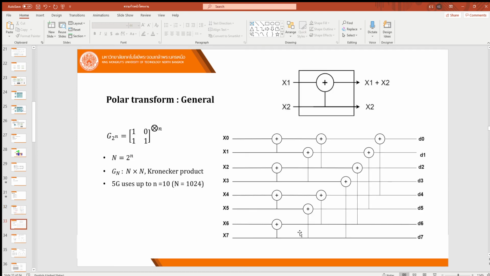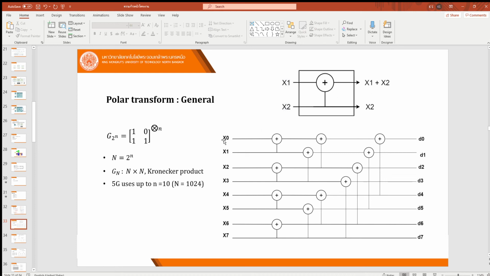This is the polar transform in general. You have the general matrix. Normally the general matrix will be 1, 1, 1, 0. And these are the operations of the general matrix. We have x1 and x2. You do the exclusive OR, so it will be x1 plus x2. And then you have another output, which is x2 passed through. This is a very simple concept: if you have x1 and x2, you exclusive OR them.